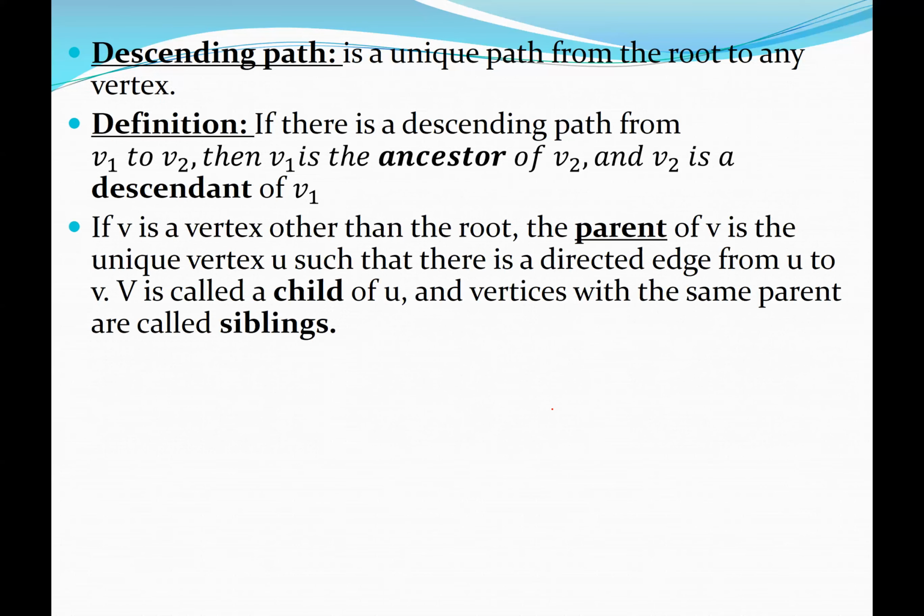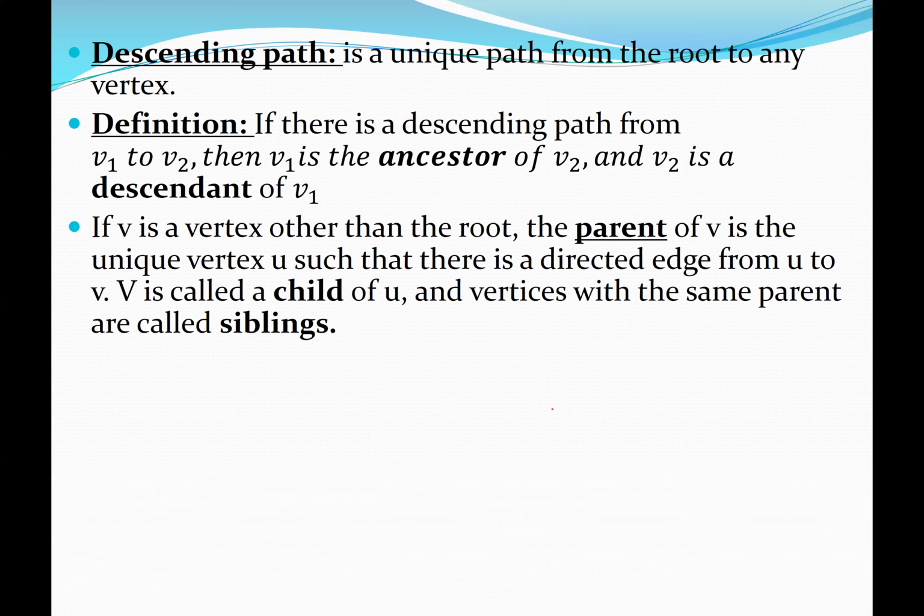And then further, parent. If V is a vertex other than the root, so the root doesn't count, the parent of V is the unique vertex U such that there is a directed edge from U to V. So if there's a directed edge from U to V, then U is the parent of V, and because U is a parent of V, V is a child of U. So your parent goes to you, then you are the child of your parents. And you and your sister are considered siblings because they have the same parent. So that's the idea of sibling.